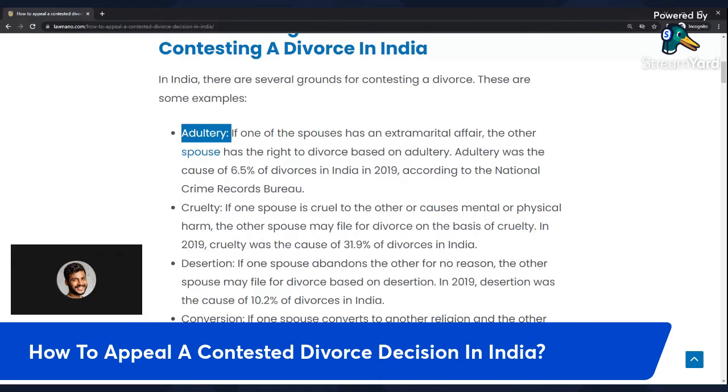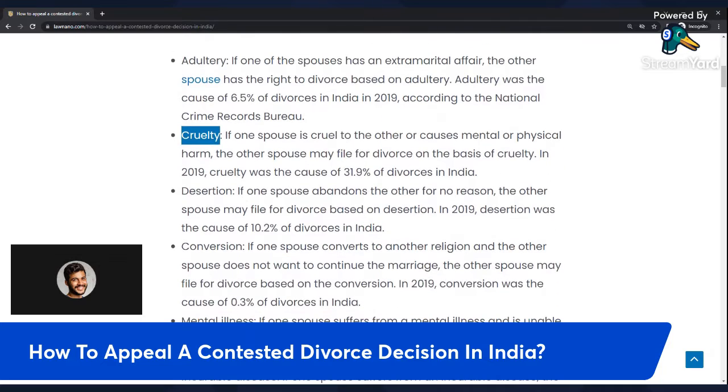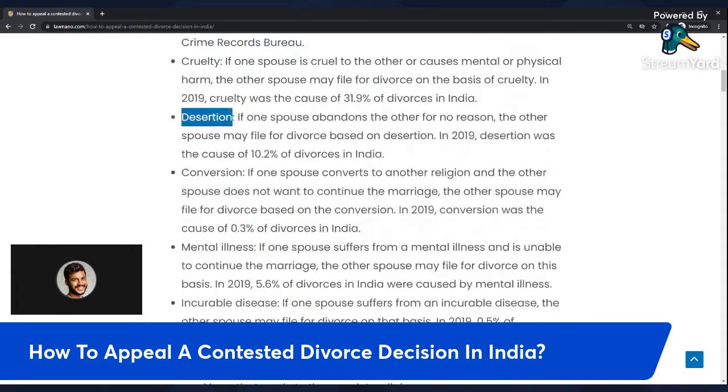It's not a crime. And the next thing is cruelty. If there is physical harassment, if there is mental harassment, you can definitely use this basis to file for a divorce. Next is desertion. If the husband or wife has been missing for the past 6 months, 9 months, then you can apply for divorce, and on this basis you can get a divorce.